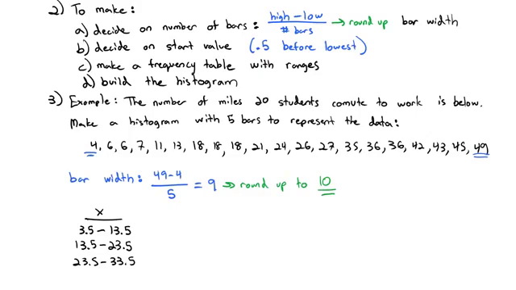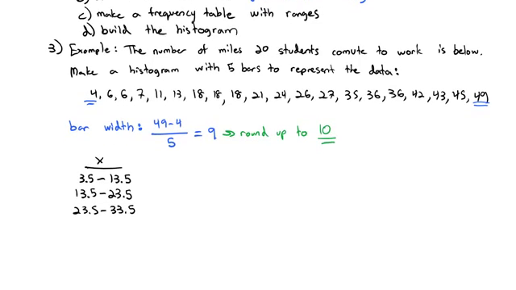And I'm running out of space, so I'm going to scroll up a bit. 33.5 to 43.5, and 43.5 to 53.5. Those are our ranges. Now we just need to find the frequency inside each range.